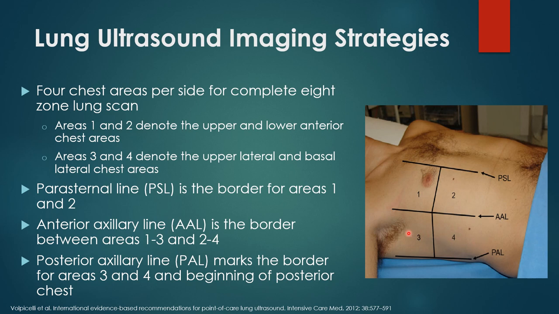Then the posterior axillary line marks the border for areas 3 and 4 and the beginning of the posterior chest, which really, if you're starting to get into the posterior chest, you're really starting to do some really big time lung ultrasound and more along the lines of some type of diagnostic imaging outside the realm of POCUS.